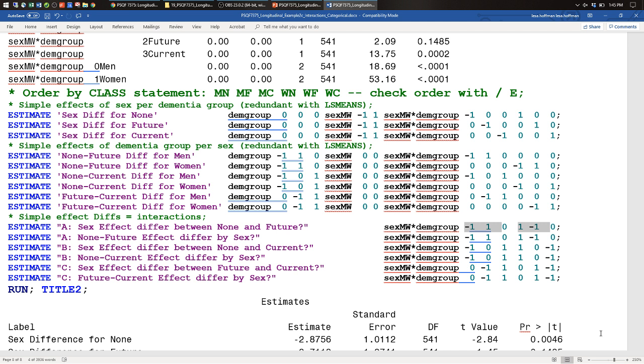So if I go, let's see, this is the sex difference for none versus future. If I go -1 minus 0, that's -1. 1 minus 0 is 1. 0 minus 0 is 0. 0 minus a -1 is 1. 0 minus 1 is -1. 0 minus 0 is 0. So one of these lines gets me one difference, the other line gets me the other. The difference of the difference is right here. That's the interaction.